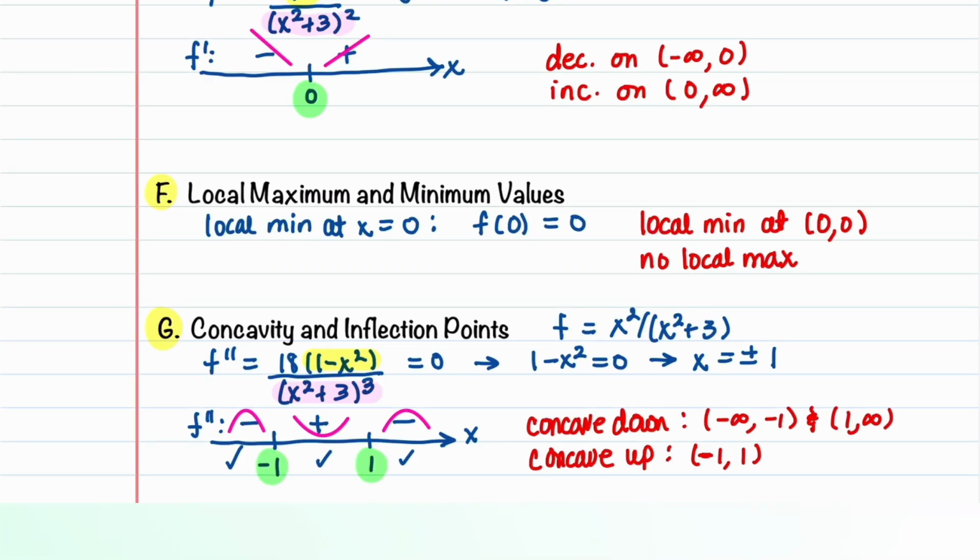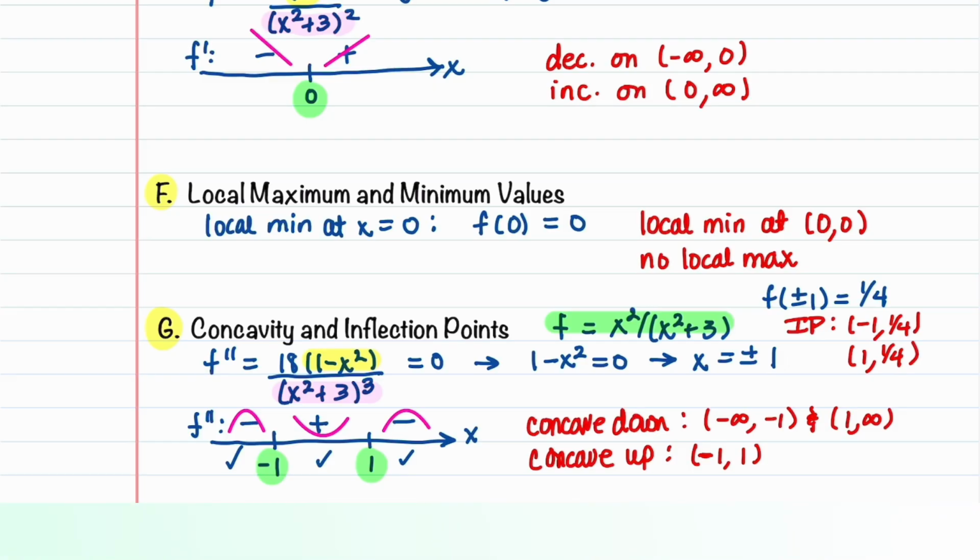I'm going to come up here and look at our function f, and we need to find what it's equal to at -1 and 1. Because we have an x squared, it's going to be the same value for -1 and 1. So f at plus or minus 1 is going to be 1 over 4, so 1/4. So we're going to have two inflection points. The first one is -1, 1/4, and the second one is 1, 1/4.